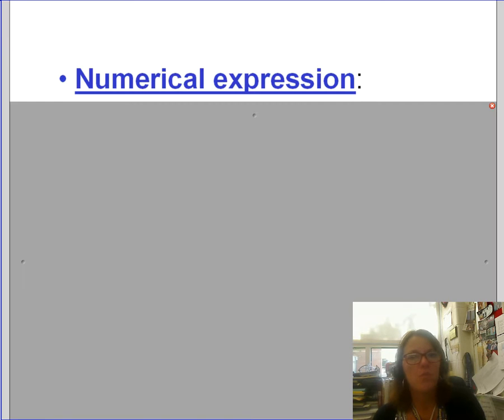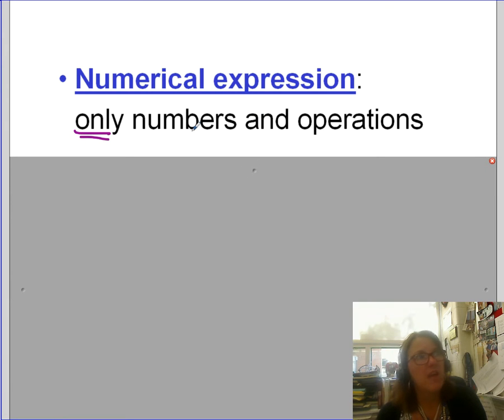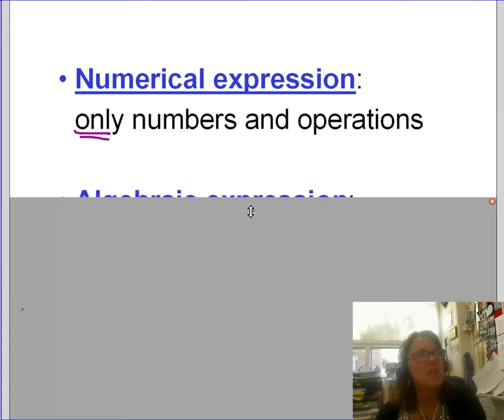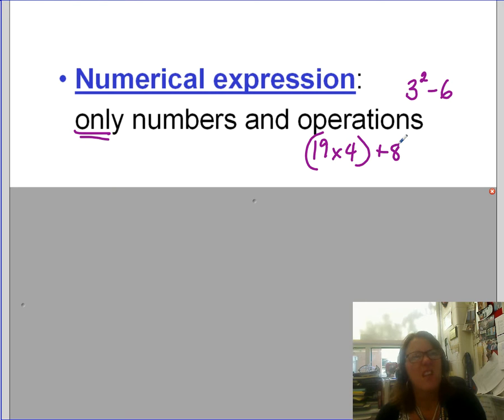Two more terms. One is numerical expression. And when you look at this and you're thinking, oh, numerical, that means number. You're right. This is an expression that only has numbers and operations. Sometimes I like to illustrate our definition with examples. So we could have something like 3 to the second power minus 6, or 19 times 4 in parentheses plus 8 minus 4 to the second power or something. Just make a whole bunch of strings of numbers with operations.